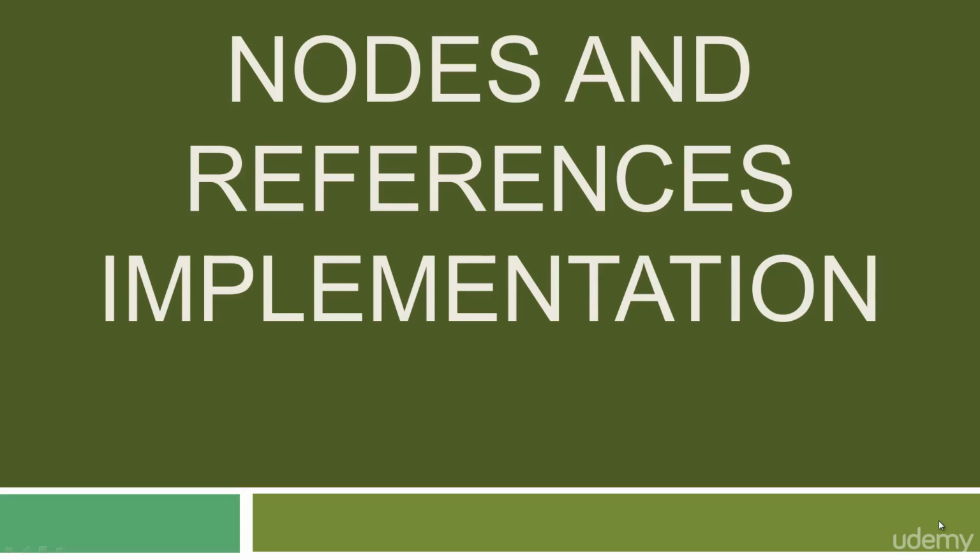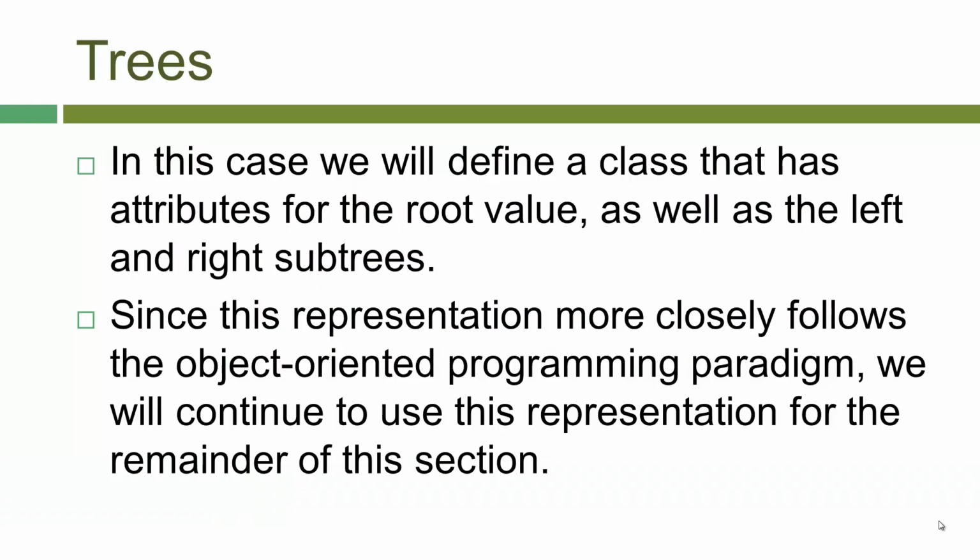Hello everyone, and welcome to a lecture on the nodes and references implementation of a tree. In this case, we're going to define a class that has attributes for the root value, as well as the left and right subtrees, and then some methods within that class. Since this representation more closely follows object-oriented programming, or OOP, with classes in Python, we're going to continue to use this sort of representation for the remainder of this section of the course. So we won't do the list of lists representation.